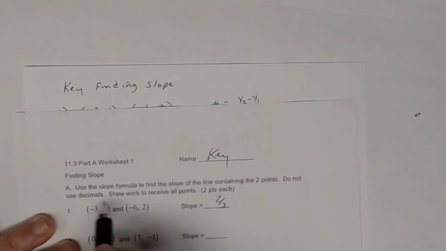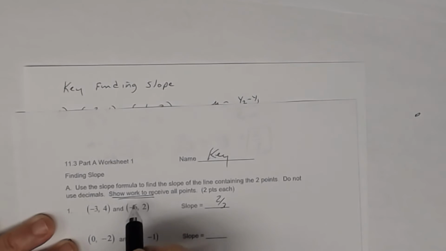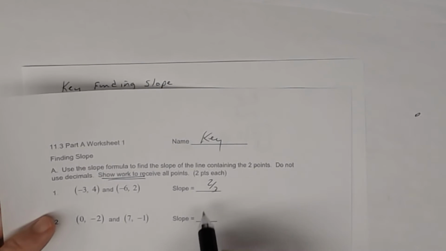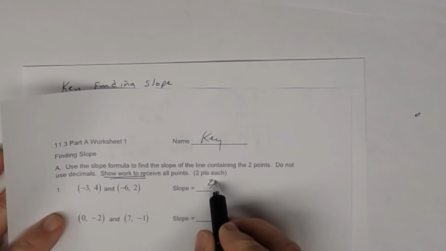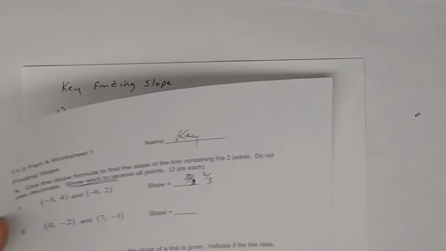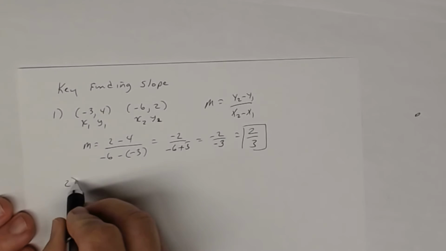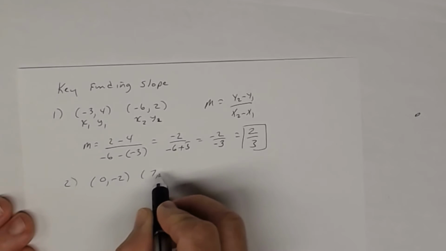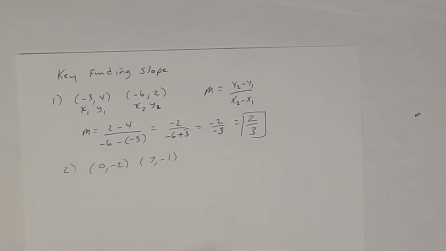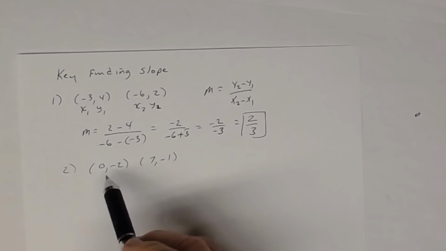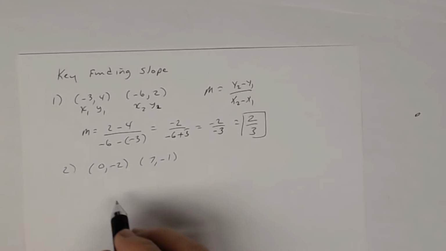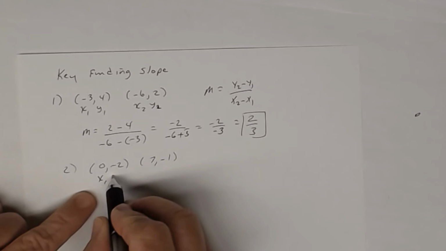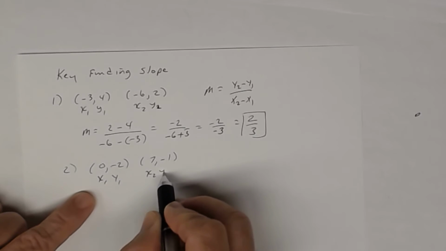Now remember, it did say show work, so you need to show the work to get your points. So this is 2/3. All right, the second one, we have the point 0, negative 2, and the other point is 0, negative 1. So it's the same idea. You're just going to go ahead and substitute these values into your formula. It helps if you label these x sub 1, y sub 1, x sub 2, y sub 2.